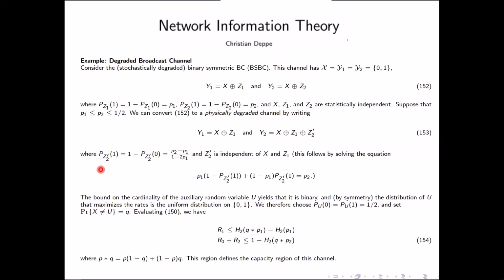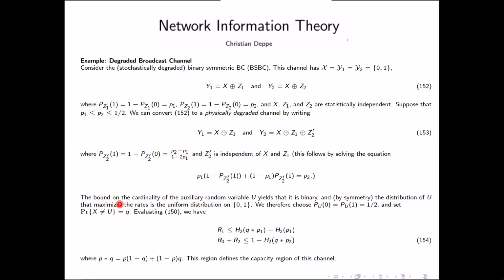Now, if you want to calculate the probability of Z2 prime, then we get that P of Z2 prime = 1 is 1 minus P of Z2 prime = 0. And we can just use these formulas here and show how it's calculated as (p2 minus p1) over (1 minus 2 times p1). And Z2 prime is independent of X and Z1. This follows by solving this equation here.